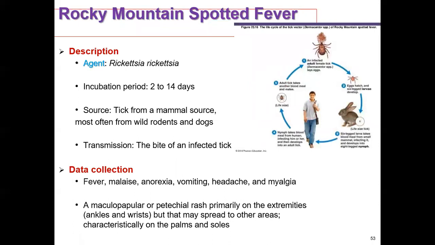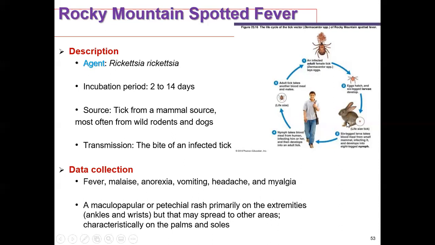The next disease is Rocky Mountain spotted fever. The organism that causes Rocky Mountain spotted fever is Rickettsia rickettsii. Incubation period is 12 to 14 days. The source is ticks from a mammal source, most often a wild rodent or dog. So this is the infected tick, the egg of the tick, and the carrier or source is a rodent or dog.